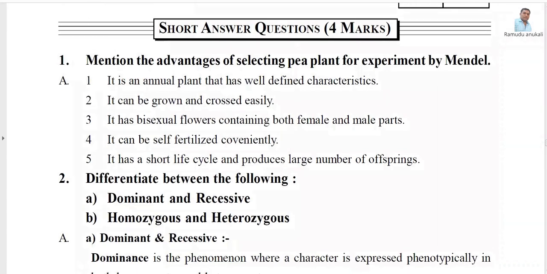The first question is, mention the advantages of selecting pea plant for experiment by Mendel. Mendel is considered the father of genetics because he conducted experiments on the pea plant.